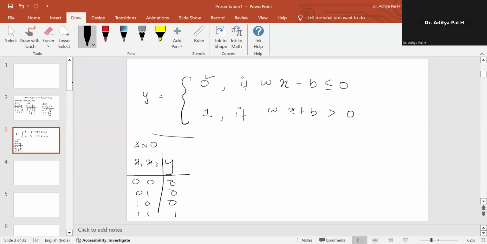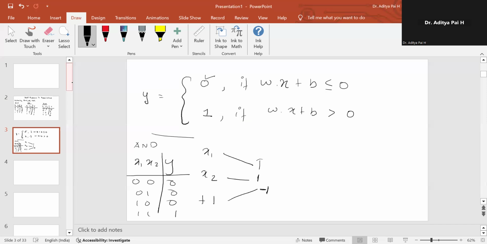So here x1 and x2 are the two inputs, and plus 1 is one more input, which is the bias input. Here w1 and w2 are the weights, and the bias is b, which is equal to minus 1.